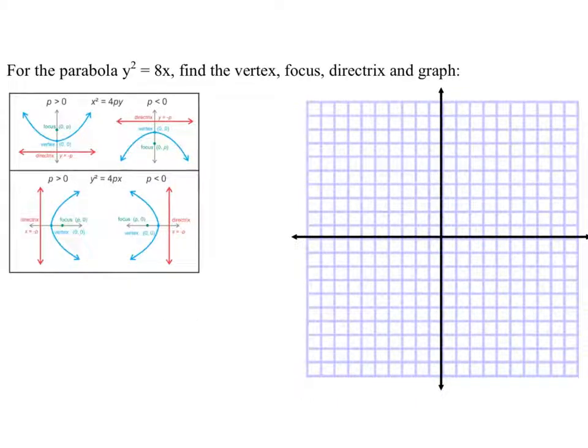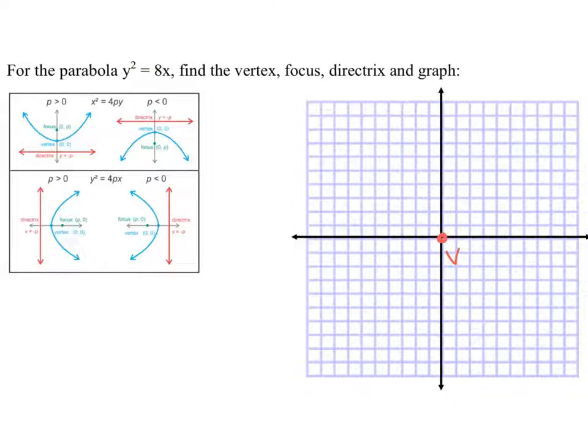All right, let's do another. For the parabola y squared equals 8x, find the vertex, focus, directrix, and graph it. So let's start with the fact that we haven't done any shifting here. There's no y plus, there's no x plus. The vertex is still at (0, 0). I'll write that down. There's the vertex. I'll label that with a V. Since it's a y squared, I know it's opening side to side, and it's positive, everything's positive, so I know it's going this way.